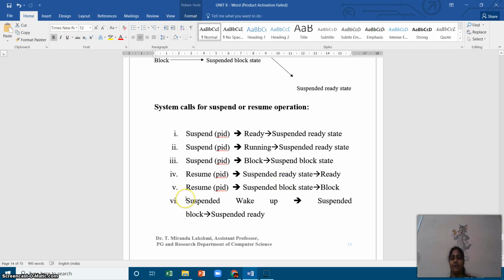If I give a wake up, a suspended wake up, it will be moving from your suspended block state to your suspended ready state.